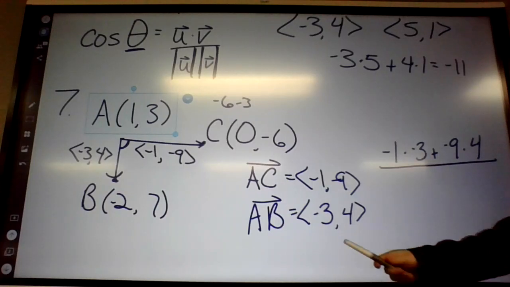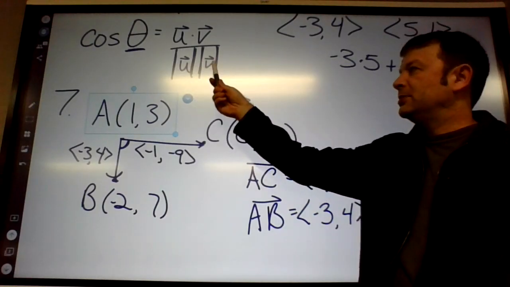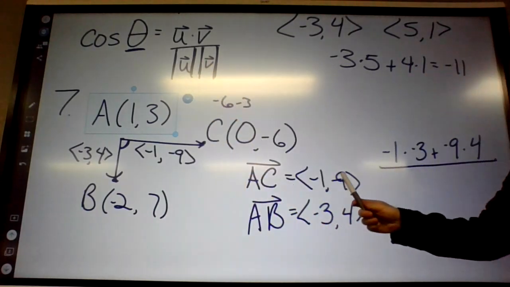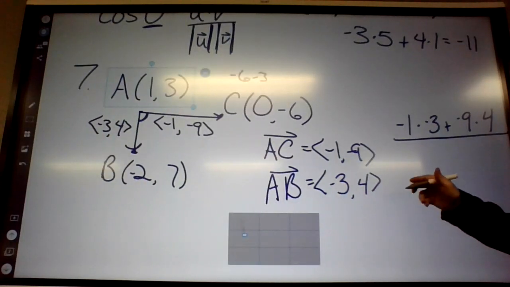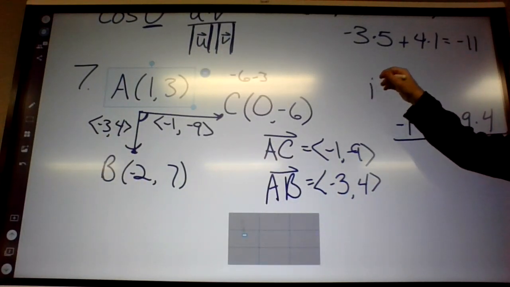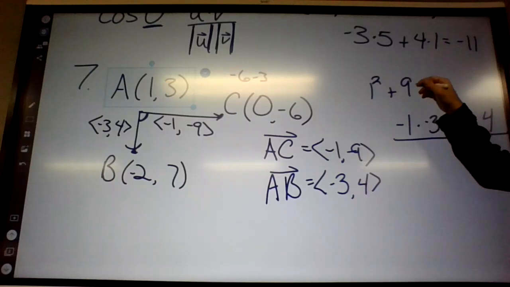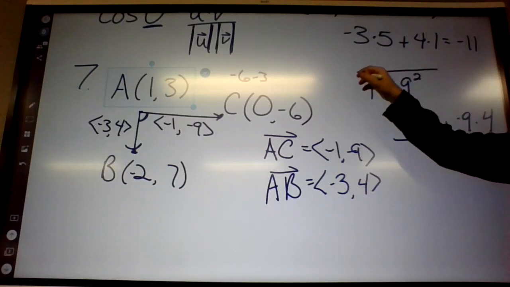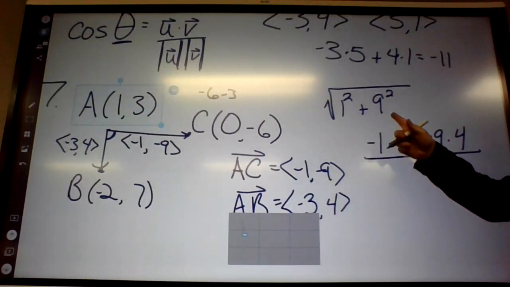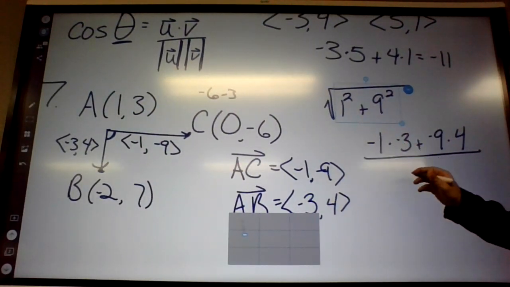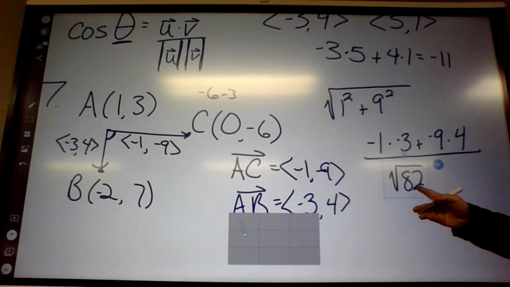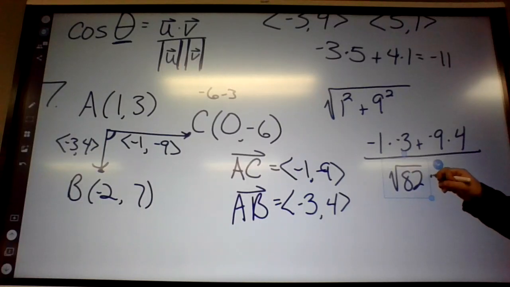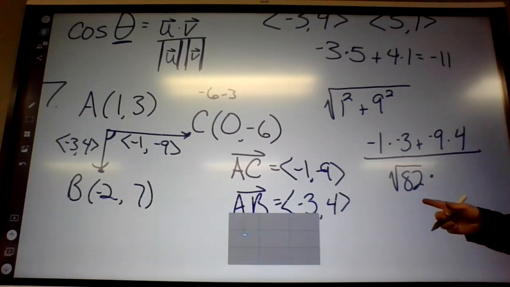over the magnitudes multiplied. How do I find the magnitude of a vector? It's basically the quadratic formula: 1 squared plus 9 squared, square root of that. 81 plus 1, you get square root of 82. You don't really need to simplify; these might simplify sometimes. It doesn't really matter though.